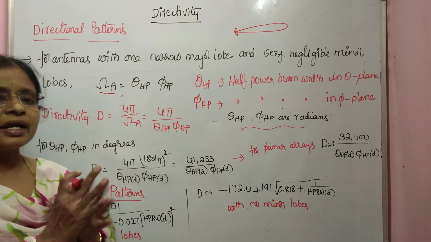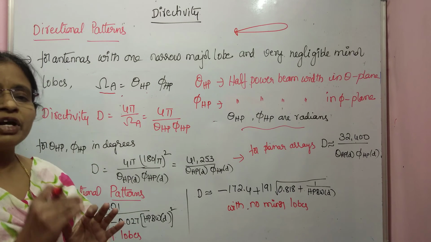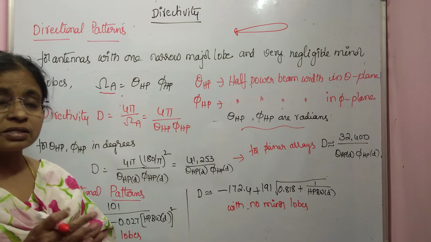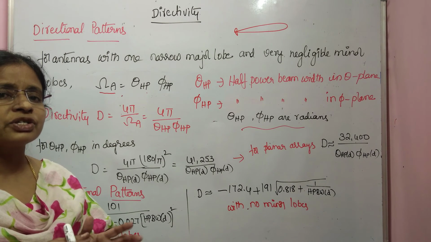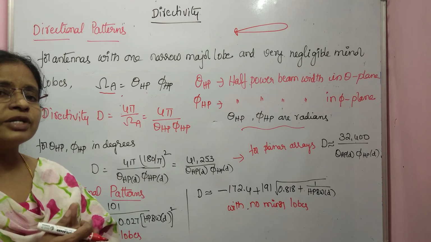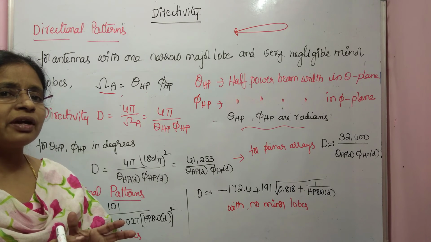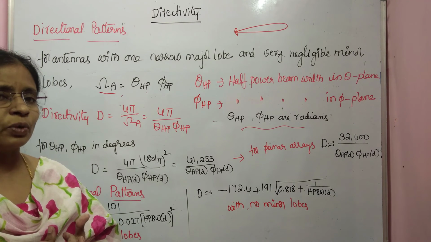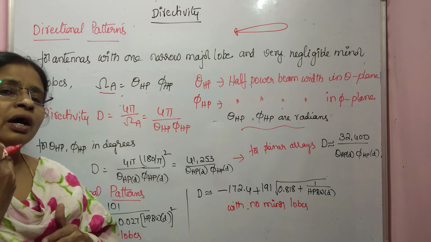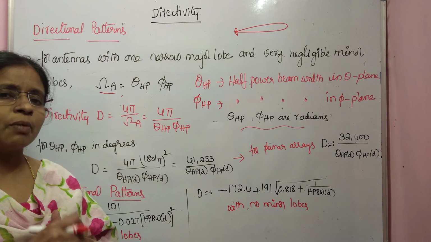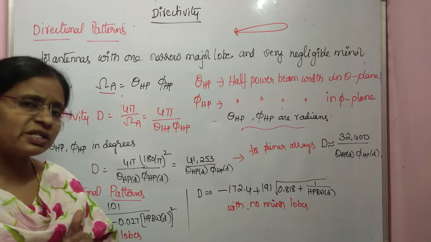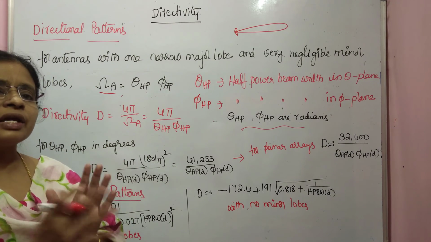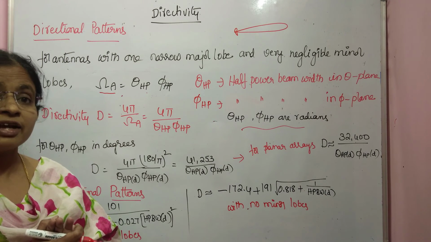So in total, what we did for directivity: we define the directivity as U by U naught, and we came to know that it is nothing but the radiation intensity in one direction divided by the radiation intensity of an isotropic radiator. For the isotropic radiator, the directivity is 1, and for all other antennas, directivity is greater than 1. In the numerator we have the radiation intensity in one direction, and in the denominator the average, and the average is always lesser than the radiation intensity in one single direction, because we generally consider the maximum radiation direction.